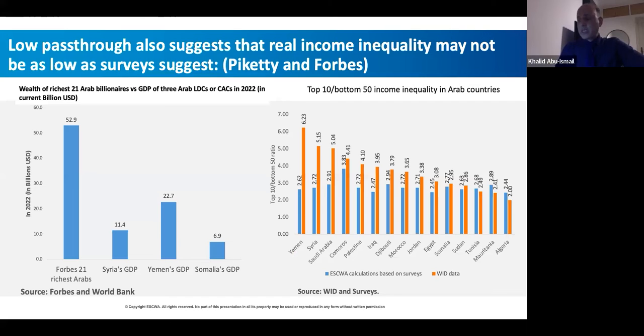But it also may suggest that our understanding of income inequality from the surveys may not be accurate, because as we know, the surveys don't really capture the highest earners. So when you adjust for these top incomes, as Piketty does, the inequality story might be significantly higher. But also when you look at wealth inequality data and you come up with a statistic like the richest 21 people in the region have wealth that is higher than the GDP of Syria, Yemen, and Somalia combined, it also indicates that we might have a much bigger inequality issue than what we see from the household surveys.